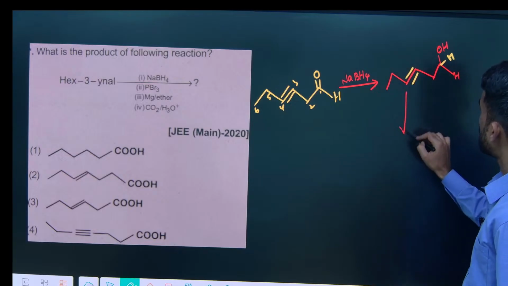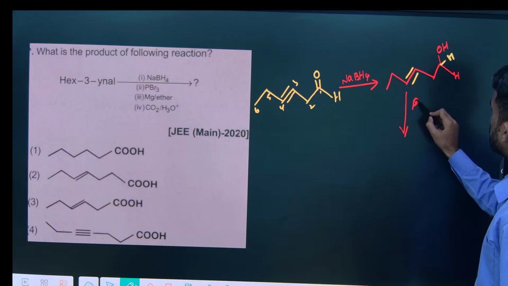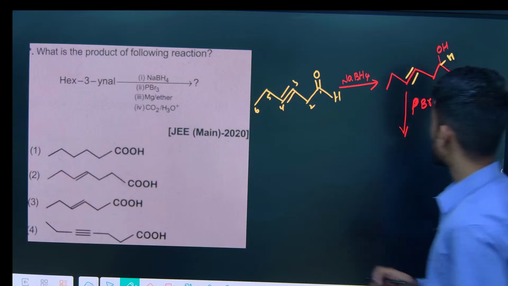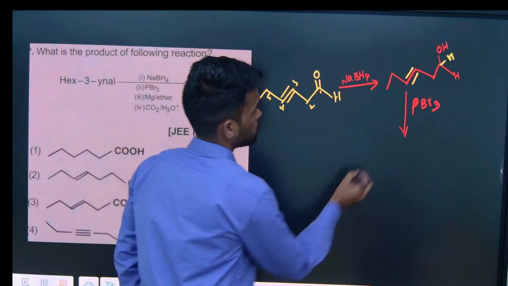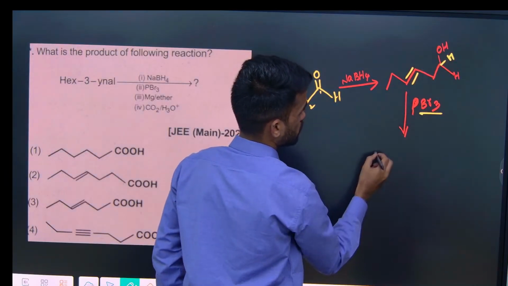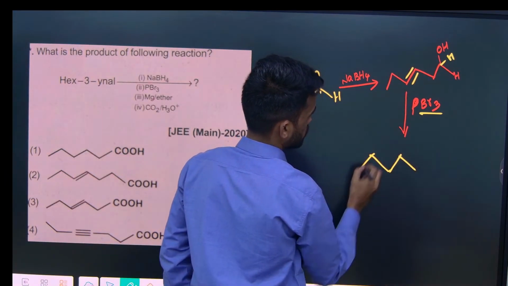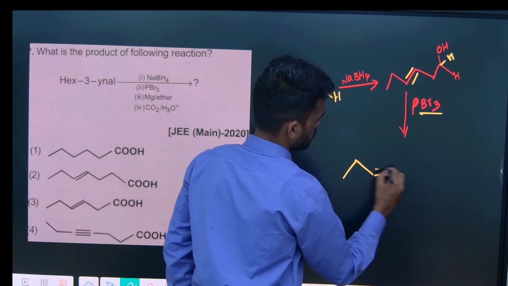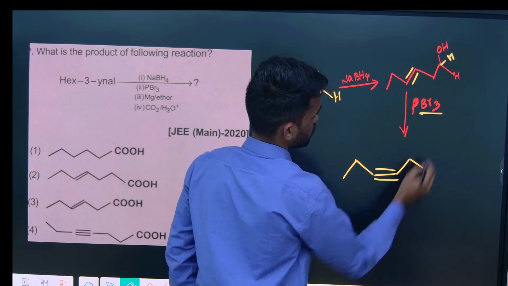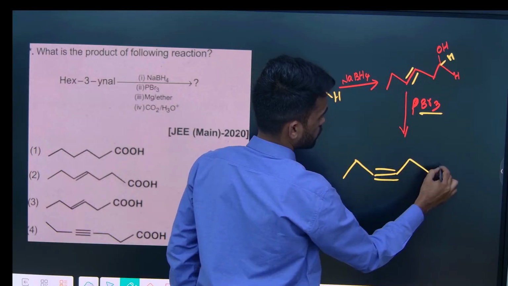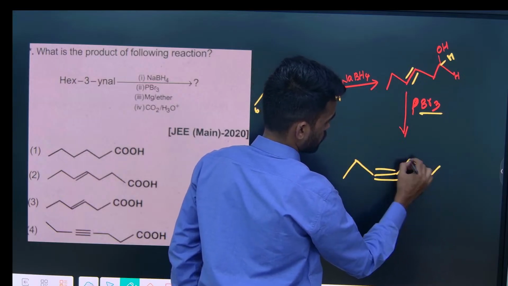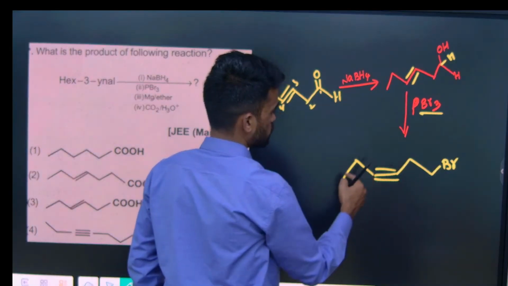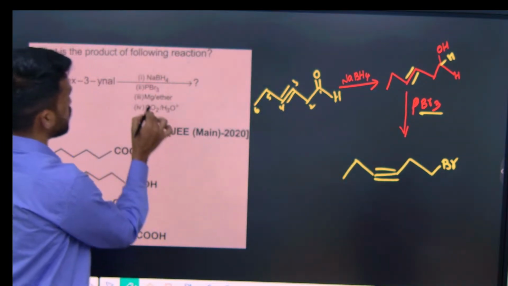Next one, it is treated with what? PBr3. Now PBr3, what will it do? OH is replaced by Br, like PCl3, PBr3 we studied, right. So that OH group is substituted by bromine by the SN2 mechanism. Okay. So here I am writing Br. Okay. So one, two, three, four, five, six. Okay. Perfectly fine.